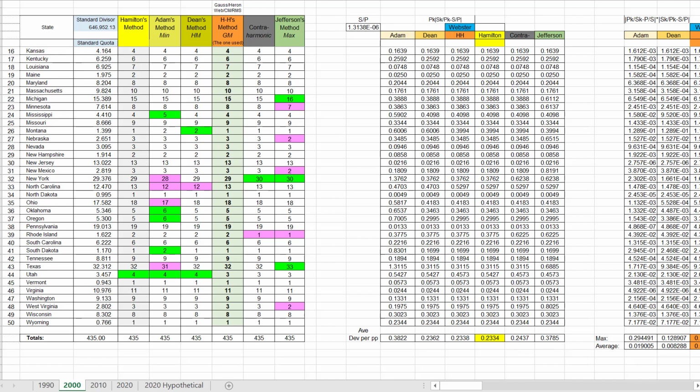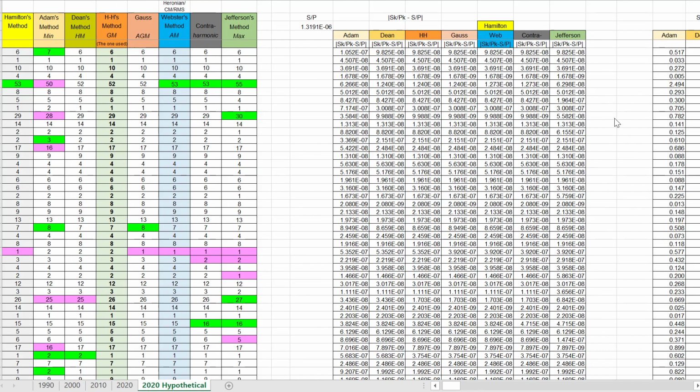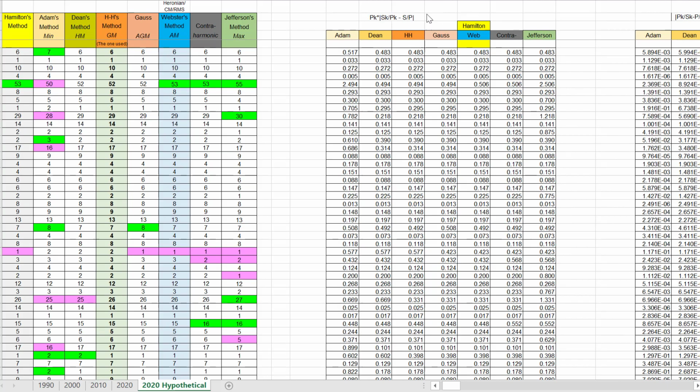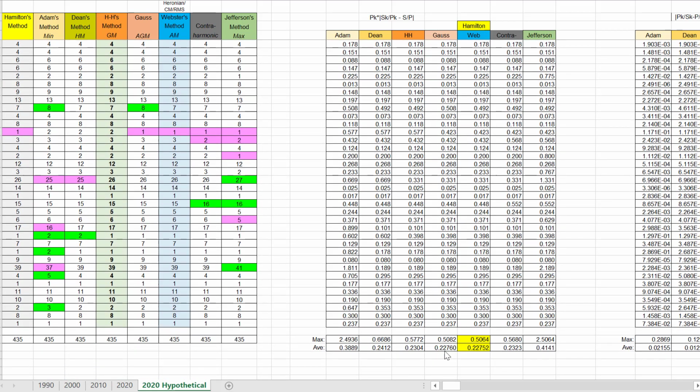Okay, well, I guess one more, the 2020 hypothetical, just to make sure Gauss can't win or something. It's in between Huntington Hill and Webster. Seats per person for each state minus the country's average. Again, had to go out a lot of decimals there, but Webster does minimize that. But multiplying by how many people were in each state, again, Hamilton, which matched Webster here, outdoes the Gauss arithmetic geometric mean.